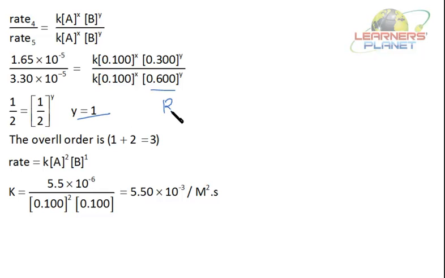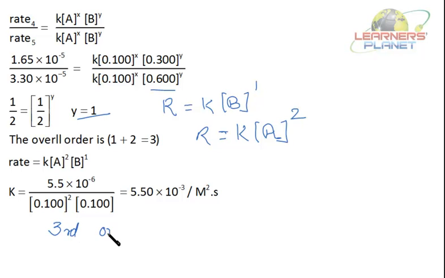That is, what will be the rate law expression? Rate is equal to K B to the power 1. That is, when the concentration of B is doubled, the rate will also be doubled. Whereas the rate law expression with respect to A will be R is equal to K A to the power 2. That is, when the concentration of A is doubled, the rate will be quadrupled. Right? So the overall order will be 3. So it is a third order. The reaction is following or obeying the third order kinetics.